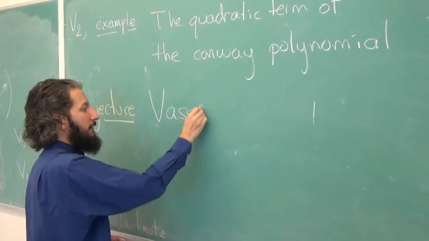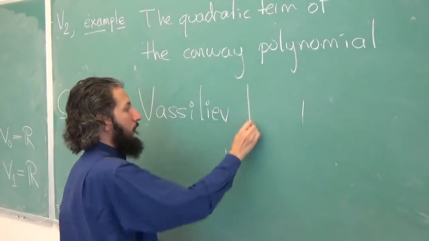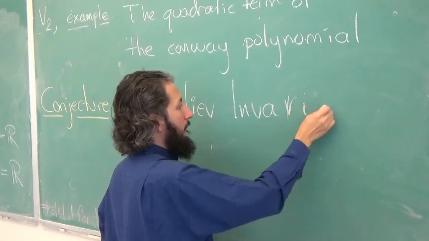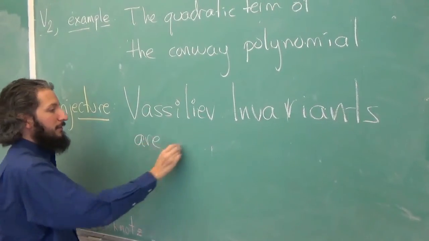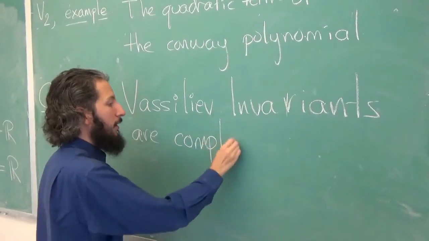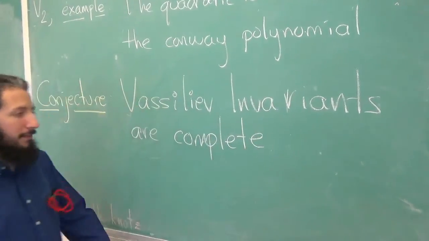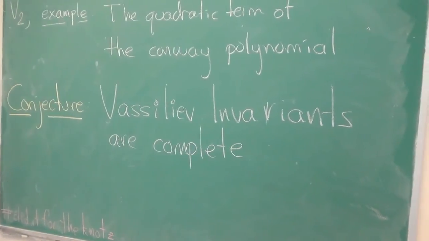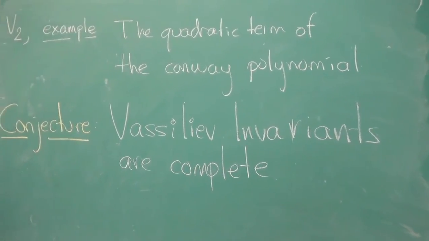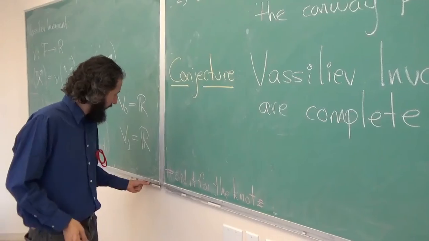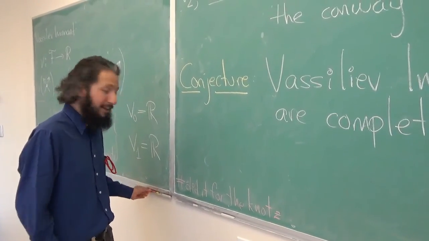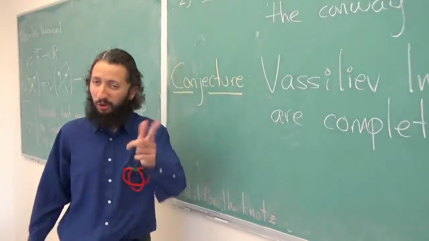Vassiliev invariants are complete. That means that if we have two knots that are not equivalent, there must be a Vassiliev invariant that distinguishes among them. And remember, don't let anyone tell you otherwise. Do topology, do it for the knots.